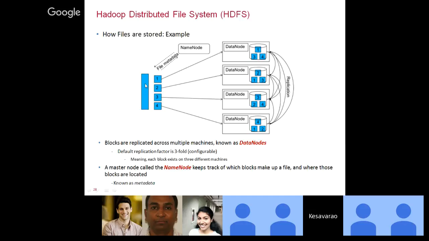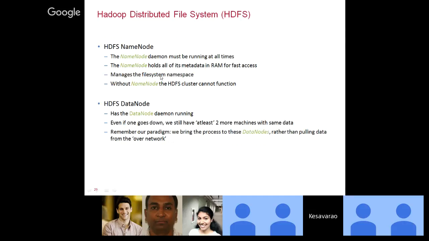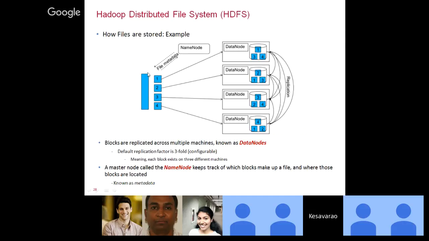When I give you the big block and then request the same data, you should be able to go and find 1, 2, 3, 4 wherever they are, combine all of that, and give me back one big block of data. Okay, so that's the job the name node is doing.